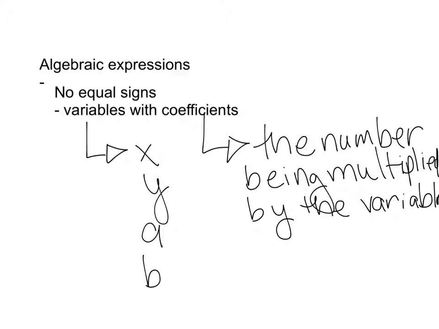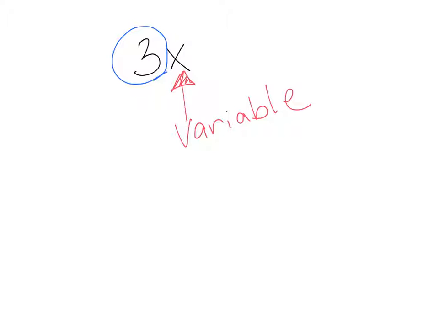All right. So, variables are letters that are in our expressions and our equations. Coefficients are generally the numbers being multiplied by the variable. So, for example, if I have the term 3x, the x is obviously the variable, and the number in front, which would be the 3, that is the coefficient.